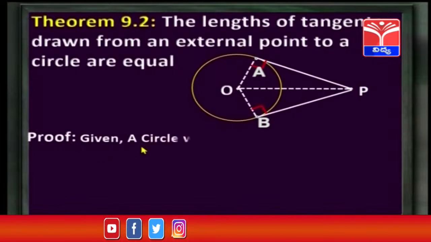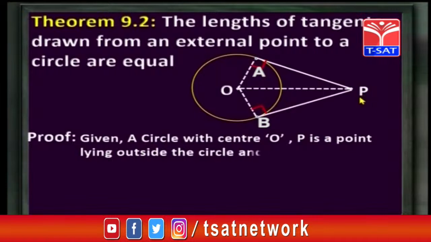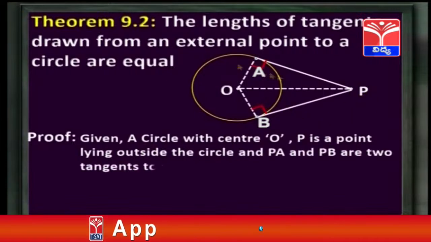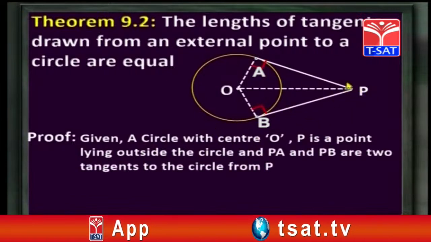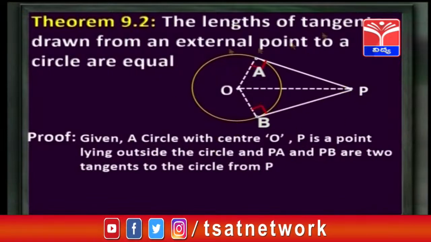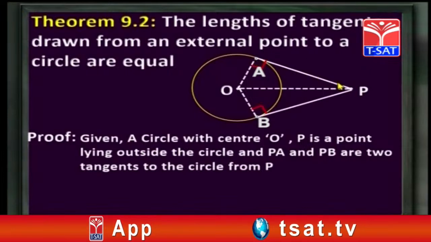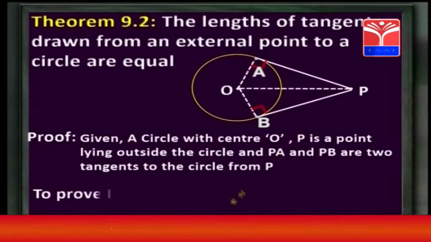Given a circle with center O, P is a point lying outside the circle, and PA and PB are two tangents to the circle from P. This is tangent PA and this is PB. What we need to show is that the lengths of the tangents drawn from an external point to a circle are equal. That means from this external point, two tangents, one is PA and one is PB. We need to show these two are equal. What we need to prove? PA is equal to PB.